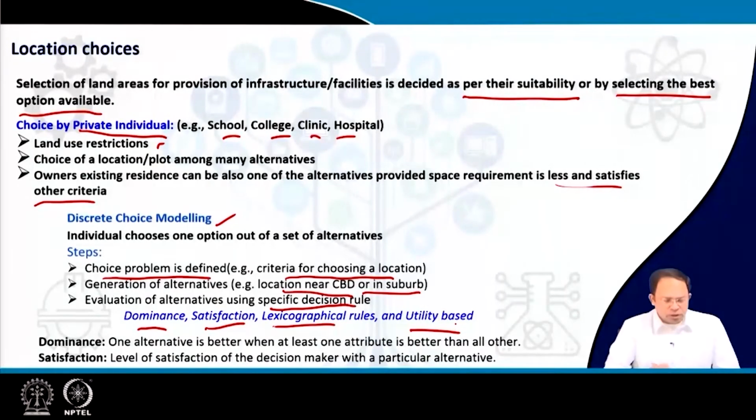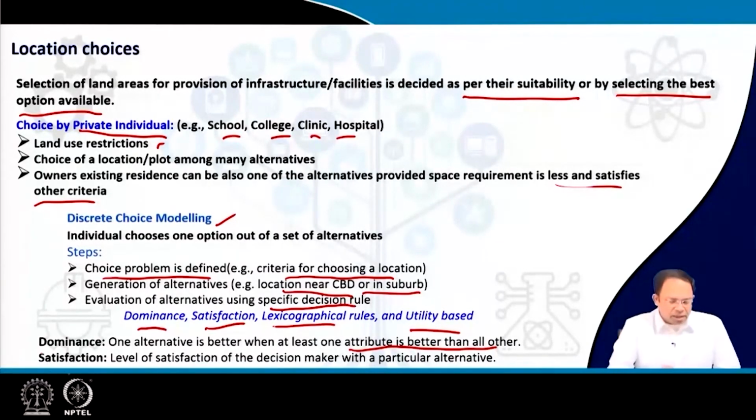Dominance refers to when one alternative is better in at least one attribute than all others. So that means I'm not considering all attributes of that particular choice, but one alternative out of these 5 alternatives that we are talking about earlier has got a very good deal in terms of price. So maybe that is the biggest criteria, or the most important criteria that person will consider and take a decision based on that. So this way of decision making is called dominance.